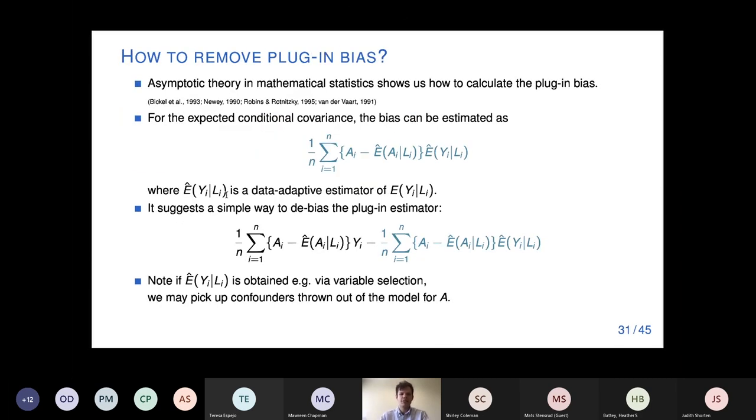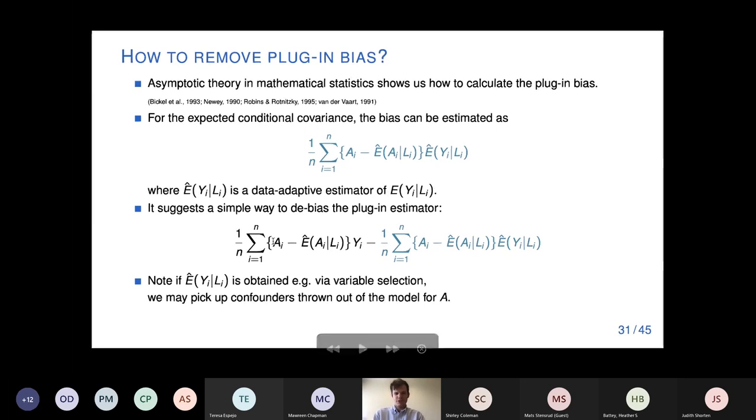Now, asymptotic theory in mathematical statistics actually gives us a way of estimating the plug-in bias. So for this parameter, the expected conditional covariance, we know how to estimate the plug-in bias using this formula given on the slide. And this involves an additional data adaptive estimate of the conditional mean of Y given L. So once we've calculated the bias, or at least estimated it, it suggests a simple way to then remove bias from the plug-in estimator. So we can just subtract the estimated bias from the initial plug-in estimate.